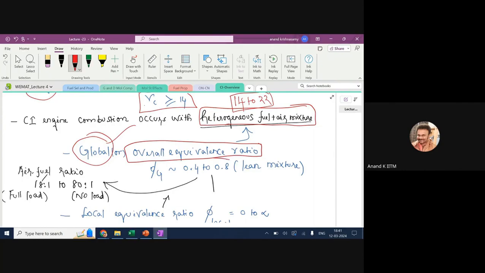It generally is a lean condition, 0.4 to 0.8. It is in a range because you are controlling. How do you control load in a CI engine?